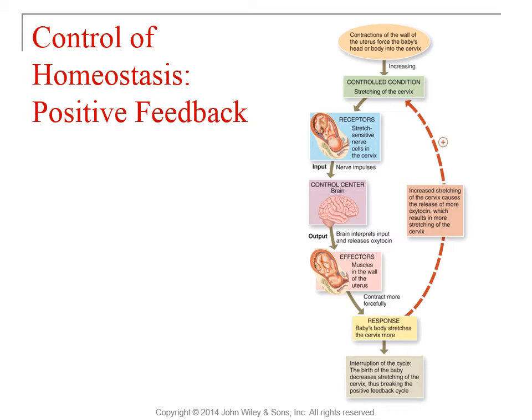So as the strength of the stimulus increases on the receptors, it sends more and more information back to the control center. And once it actually ramps up to a certain point, it's going to trigger the effectors to basically, in this case, expel the baby through the birth canal. Once that stimulus is gone, then all of a sudden the receptors will calm down, and there's no more feedback going through the control center.